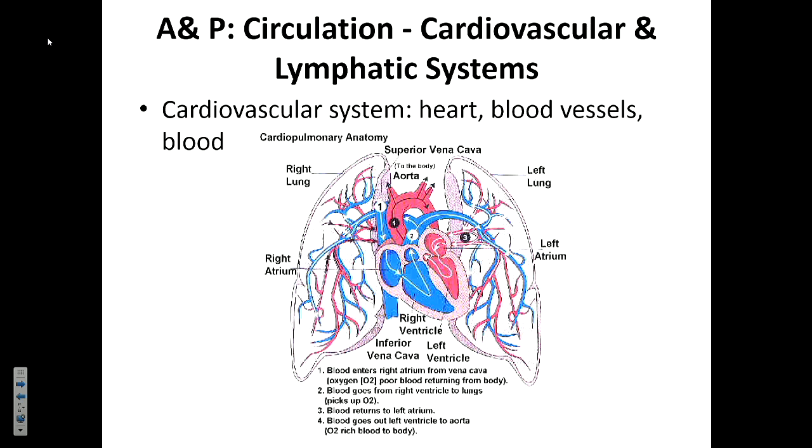I have a very short animation that's going to show the whole process essentially, and making sure that you understand to the level of detail that's in this video.